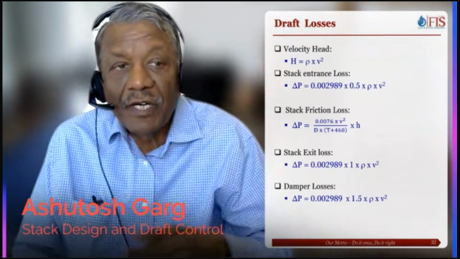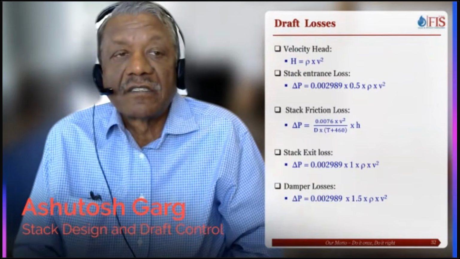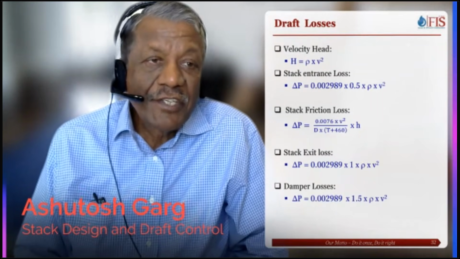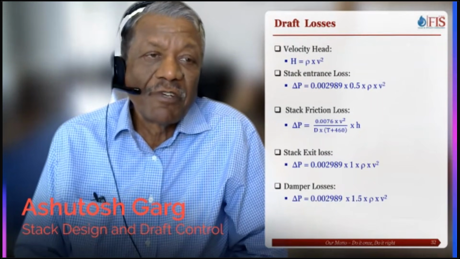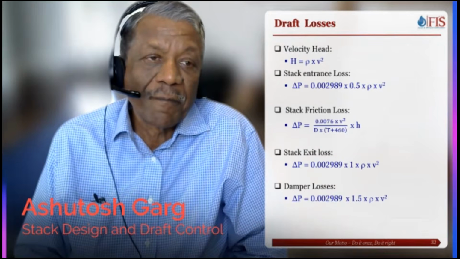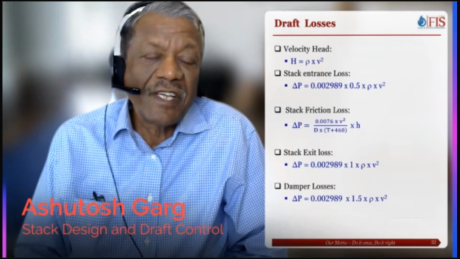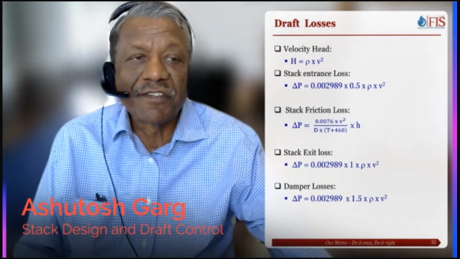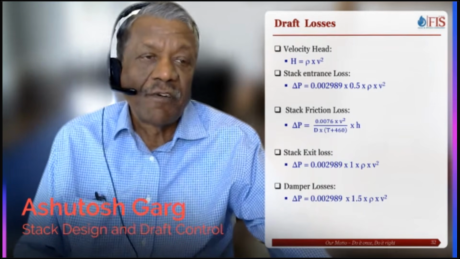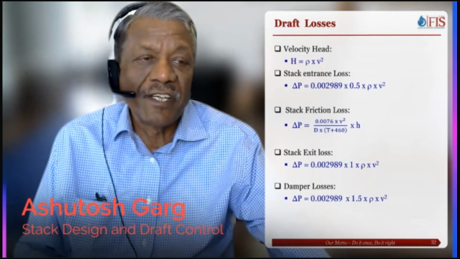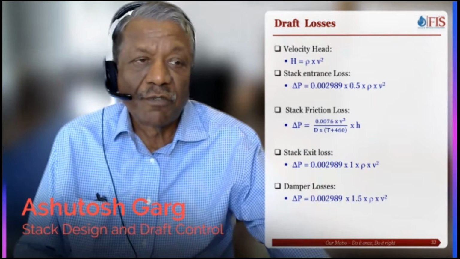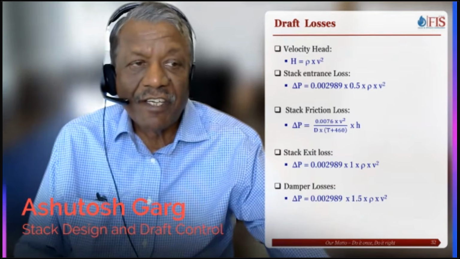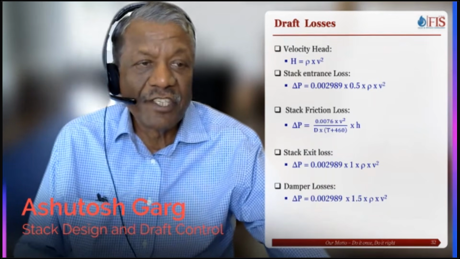These are a few formulas again for stack calculations. We normally do stack calculations using velocity heads. And velocity head is defined by the density of the flue gas and the velocity of the flue gas. The formula we use is 0.003. You can neglect all this, just use 0.003 rho v square. Rho is in pounds per cubic feet, v is in feet per second. That will give you the result in inches of water column.